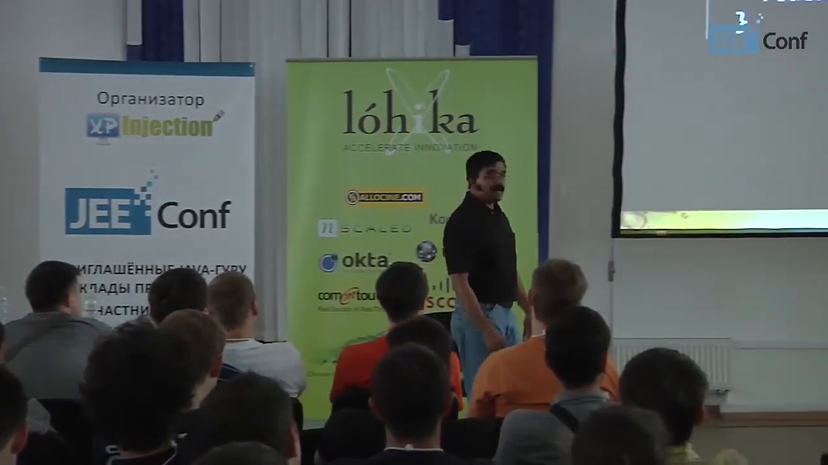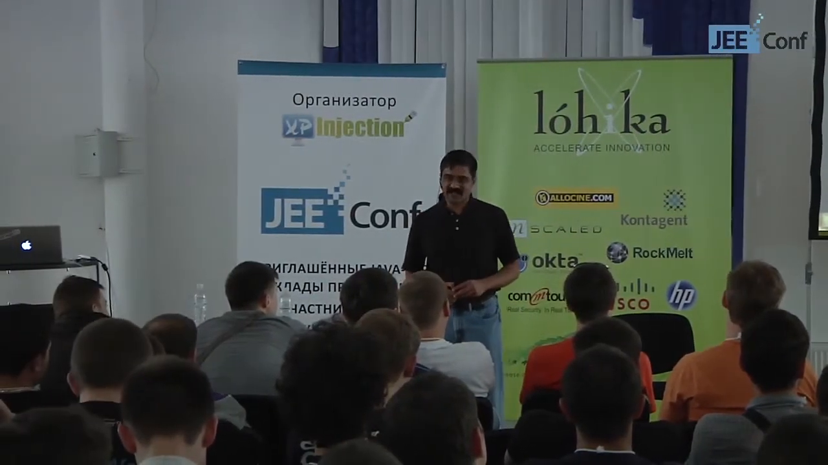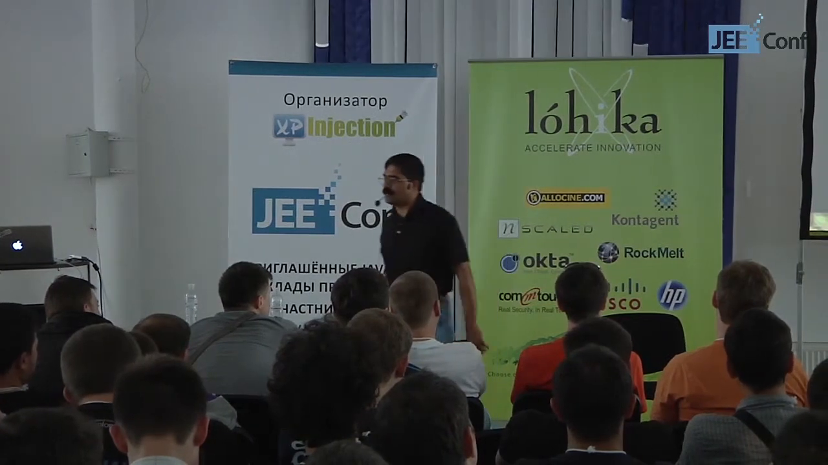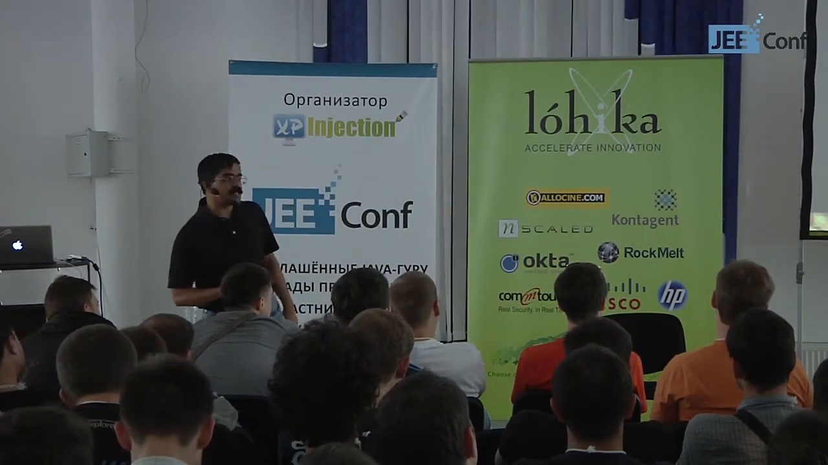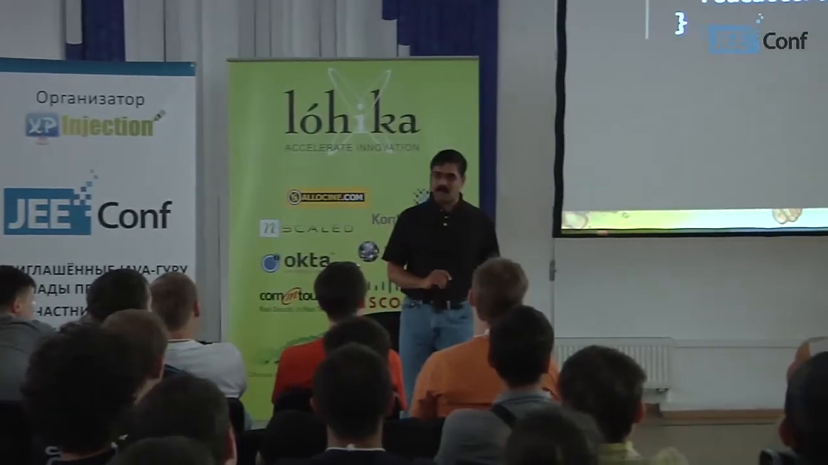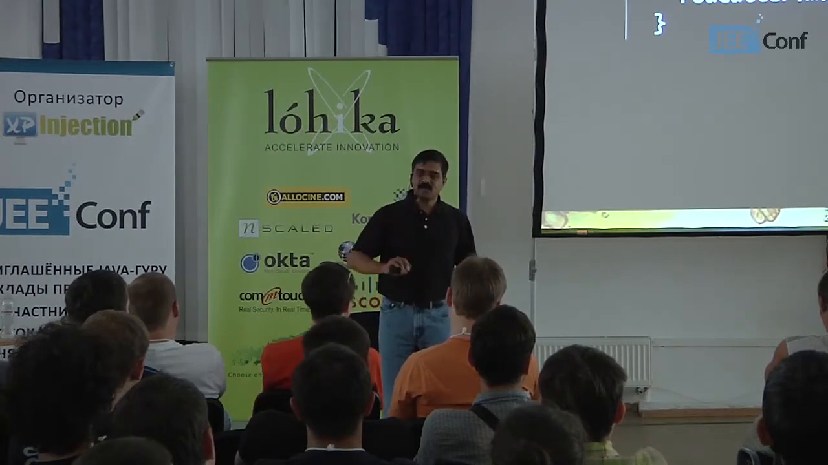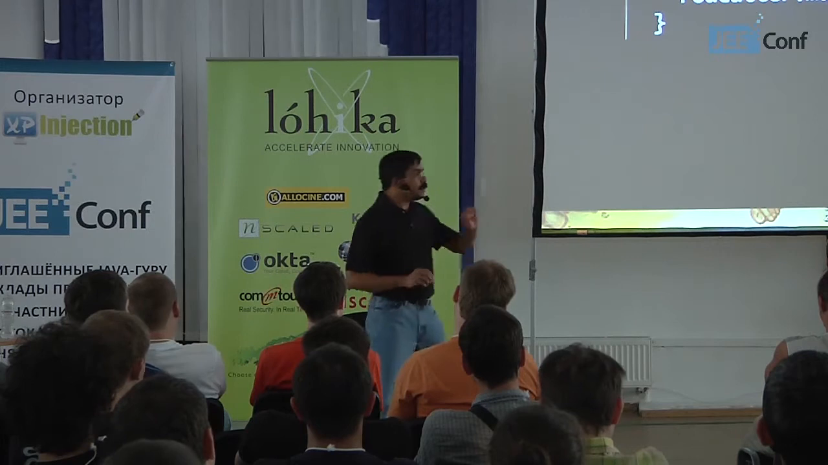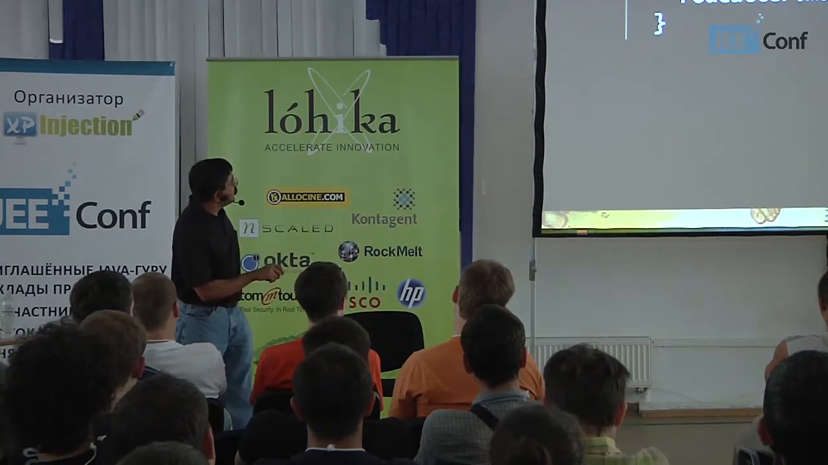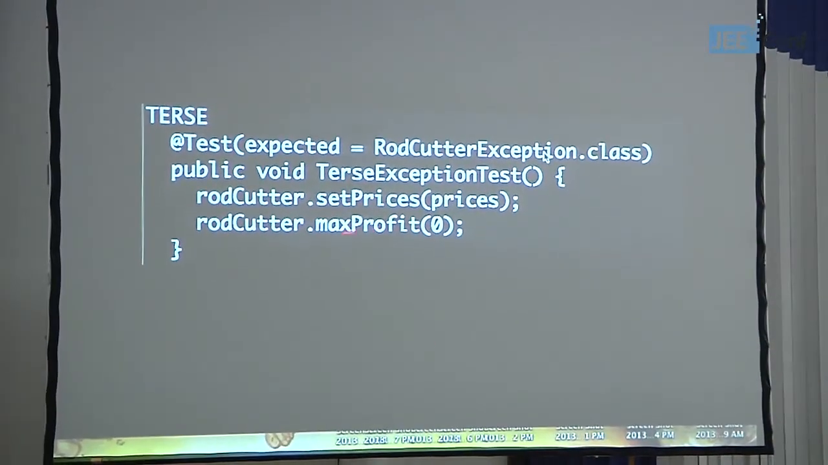Now, why is this such a terrible thing? The problem is, it looks concise, but I want to argue this is not concise code. This is terse code. Why is this terse? Why am I complaining about this? The reason is, terse code is code that appears concise, but is tricky. It doesn't do what you expect it to do. I don't want a test to ever pass for the wrong reason. I want a test to only pass for the right reasons and fail otherwise. But notice this particular test. If any of these two lines of code throws this exception, this test will pass. My intent is to make sure max profit throws the exception. But if the set price were to throw the exception for some reason, this test would end up passing.